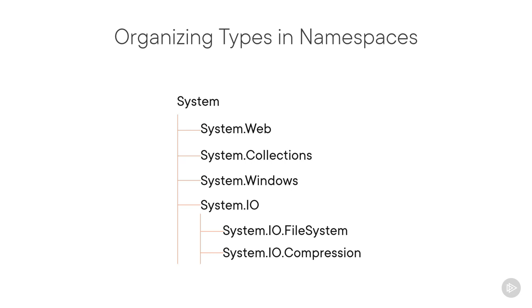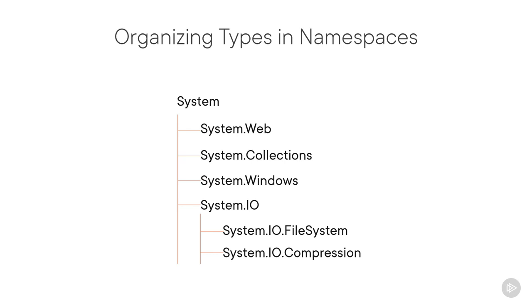Because of this organization, we can have multiple types with the same name, as long as they live in a different namespace. Take a look at this hierarchy, since that is really how namespaces are organized. At the top, we have the system namespace. System itself contains types. Then there are other namespaces whose name starts with system, then a dot, and then, for example, web. In that namespace, there will be all kinds of types that have to do with web-related functionality. And the nesting can go deeper, a lot deeper, as you can see, for example, with the system.io namespace.